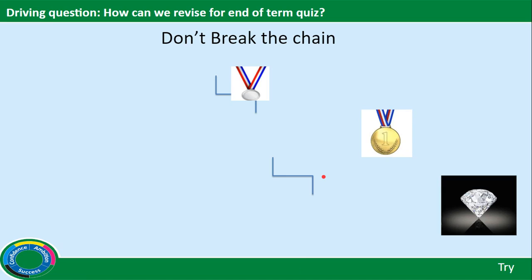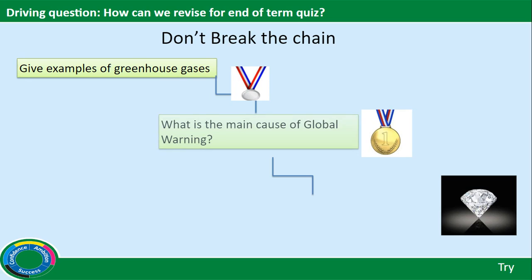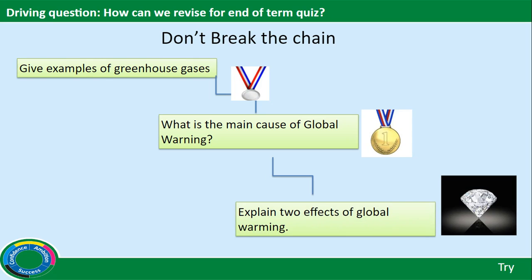Don't break the chain. Whatever you do, you're going to answer this sequence of questions, but don't break the chain. Give examples of greenhouse gases. What is the main cause of global warming? And explain two effects of global warming.